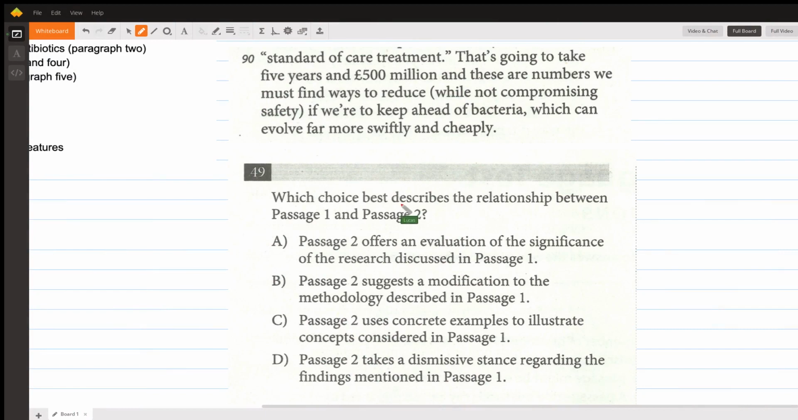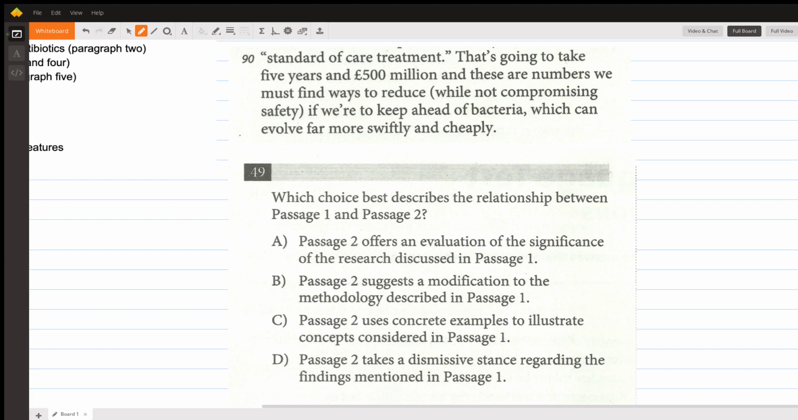Question 49. This is again for SAT number 11. It's a QAS test. And let's start. So this is from a paired passage, right? These are the ones where we have the two passages, and this is what it says. Which choice best describes the relationship between passage 1 and passage 2?